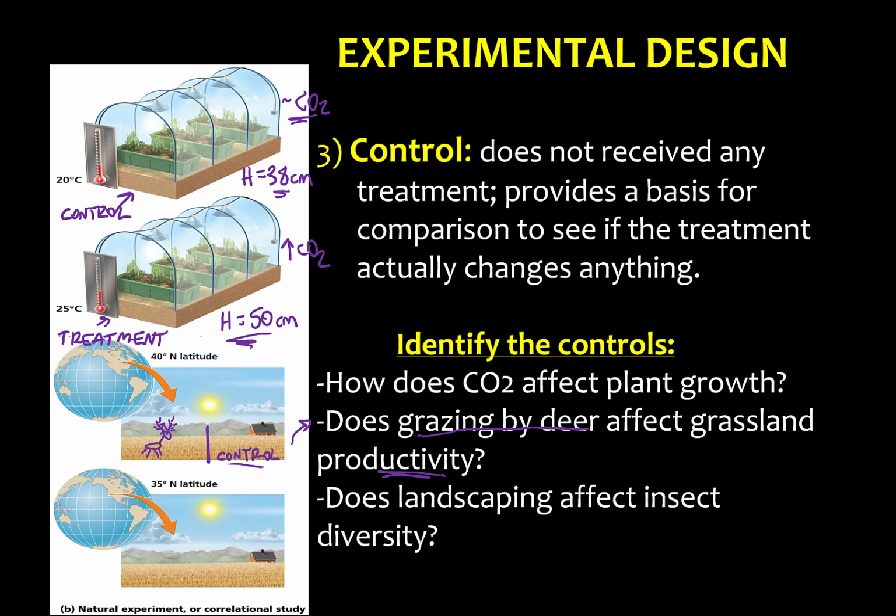And then again, does landscaping affect insect diversity? You would probably have two different plots. One that's wild, no landscaping, and one that's landscaped. The wild one would be your control. Again, the control provides you with a basis of comparison to see if your treatment has an effect, to see if it really does change something.